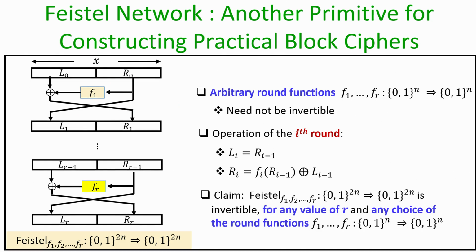And again, I am not going to prove this, but we had seen in one of our earlier lectures that irrespective of what exactly your individual round functions are, for any value of R and any choice of the round functions, the overall function that we obtain by the composed Feistel network is indeed an invertible function. So, that brings me to the end of this lecture.